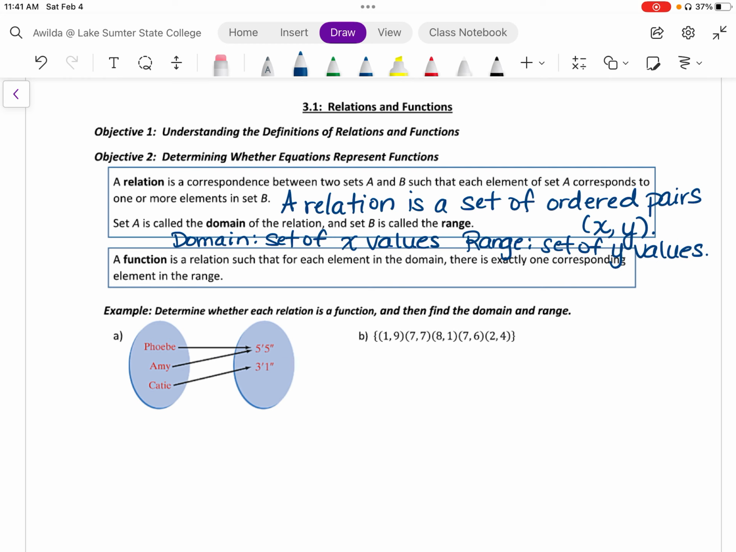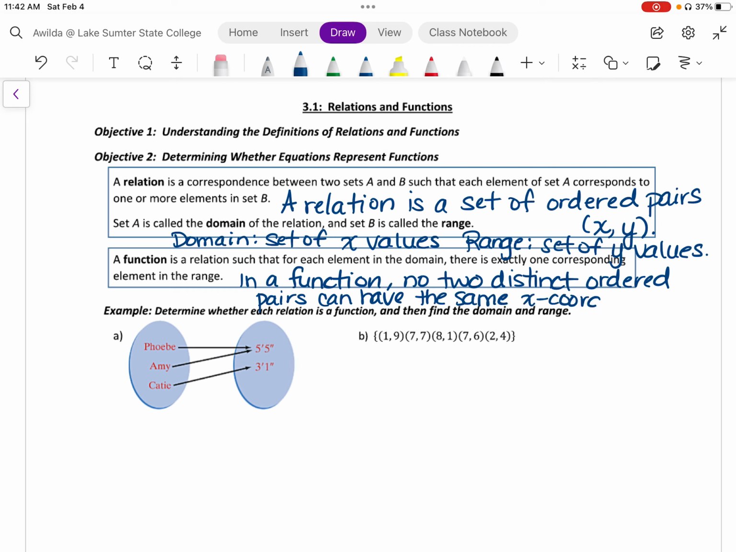So we can say that in a function, no two distinct ordered pairs can have the same x coordinate. Or in other words, no two ordered pairs can have the same x. So no repeated x values. Notice that this doesn't say anything about the y values. Those can be repeated. Let's look at the following example.